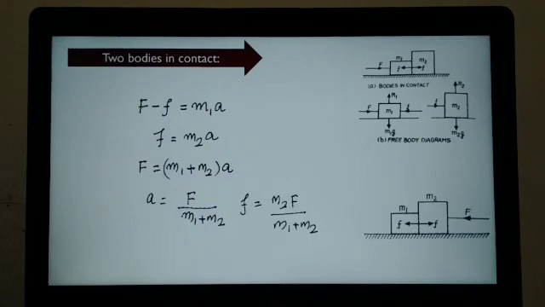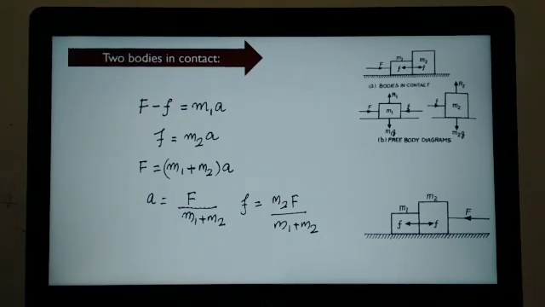Let a contact force develop between the two masses. You know about contact forces: when two bodies are in contact, a force develops between them. m1 exerts a force on m2, and according to Newton's third law, m1 gets the same force back from m2. Now this is the condition: we have two masses in contact, we apply a force on one body, and the body moves.